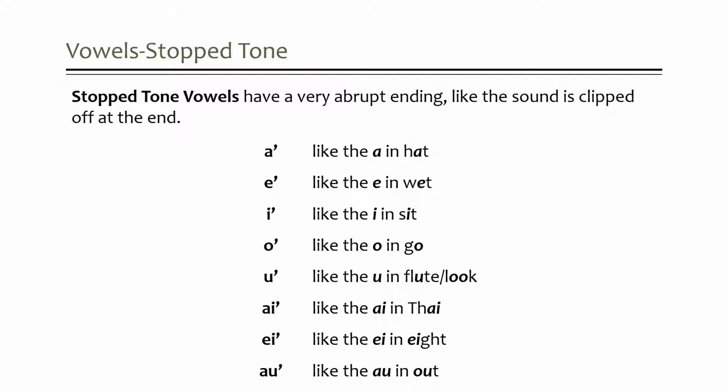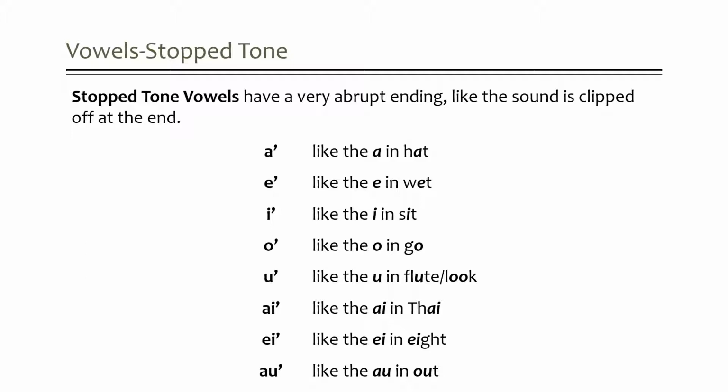Next, let's consider stop tone vowels. A stop tone vowel has a very abrupt ending. It's pronounced with one of the 4 Myanmar tones we're going to discuss in our lesson on tones. It makes a very short, clipped-off sound at the end. So let's look at some examples of that.